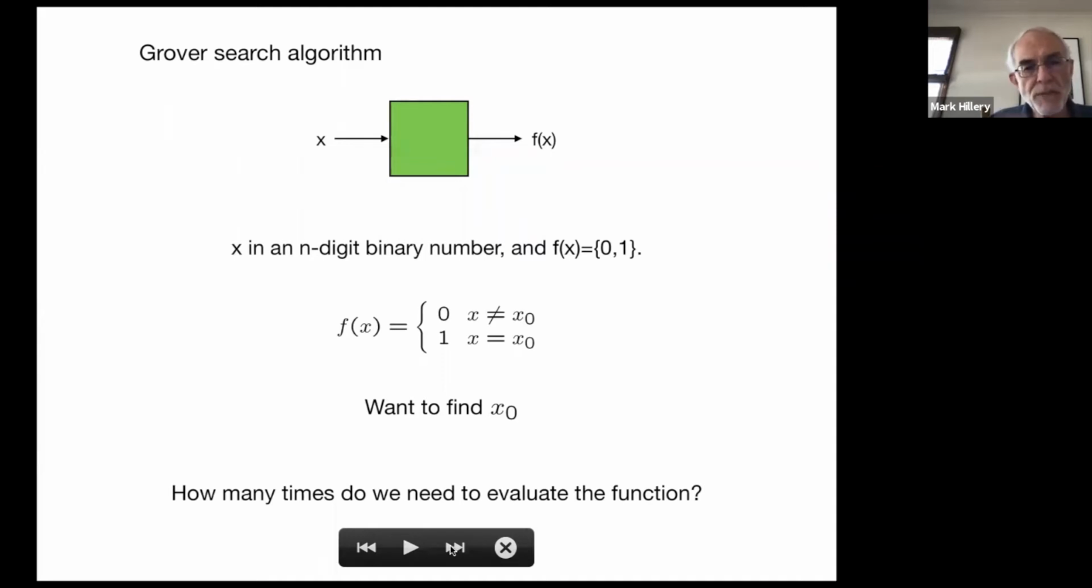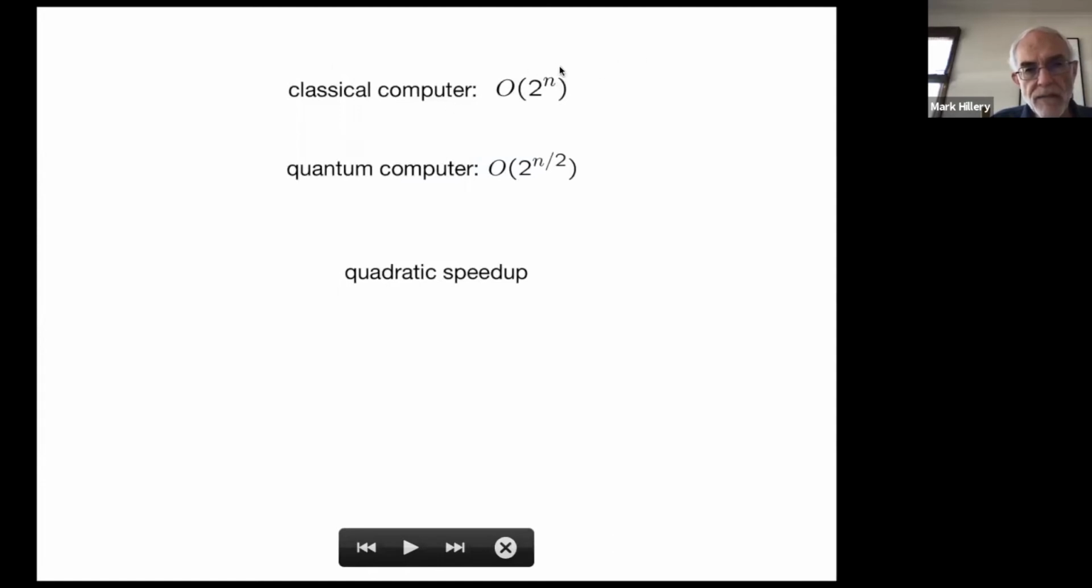So there are 2 to the n possible inputs, so you're probably going to have to evaluate, well, maybe 2 to the n minus 1 here instead of order 2 to the n, okay? You know, if you're unlucky, you might actually have to look at all of them. If you're really lucky, you might find it on the first try, but on average, you're going to have to try about half of them, okay?